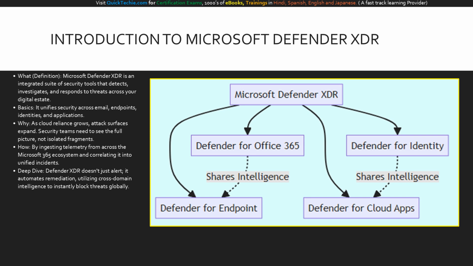Take a look at this flowchart. At the top, we have the overarching brain, Microsoft Defender XDR. Below it are the four primary pillars of defense: Office 365, Endpoint, Identity, and Cloud Apps. Notice the dotted lines connecting these pillars. This illustrates the most critical feature of XDR, intelligence sharing. If Defender for Office 365 detects a new phishing link, it immediately shares that intelligence with Defender for Endpoint to ensure no user can open that link from their device. This interconnected architecture is what makes XDR so formidable.